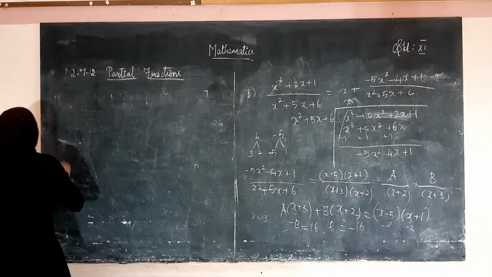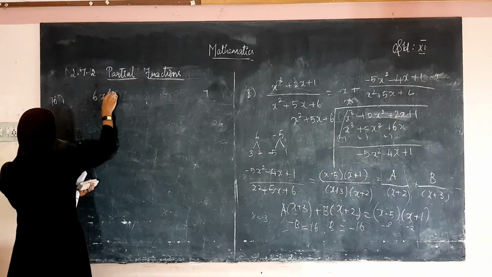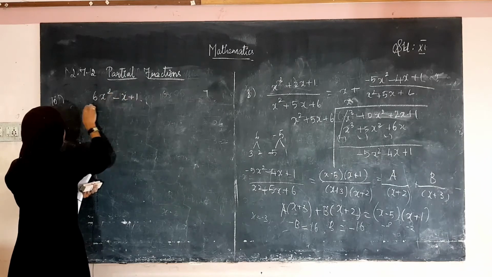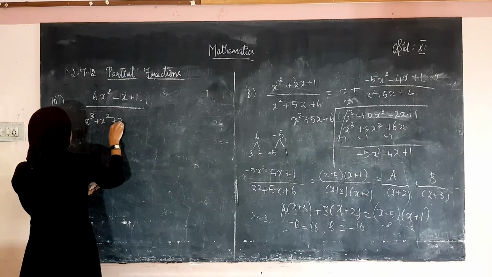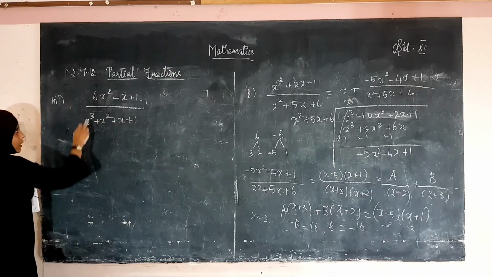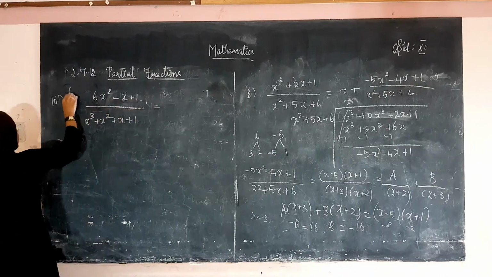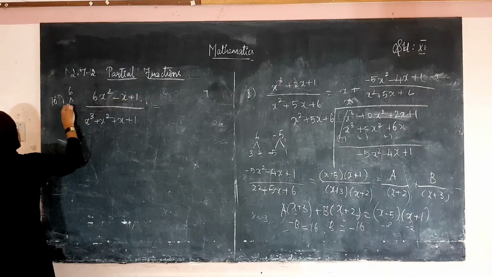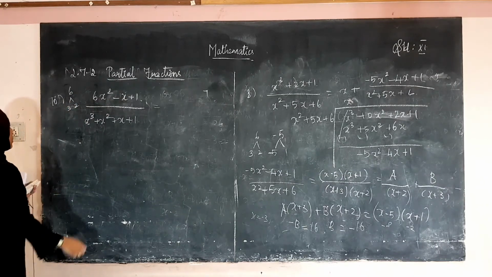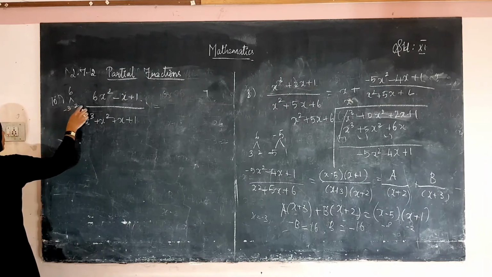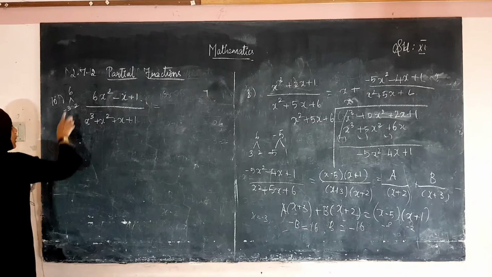Now, the 10th sum. 6 into x square minus x plus 1 divided by x cube plus x square plus x plus 1. See the degree, this is of degree 2 and this is of degree 3. So, no problem, we can proceed. So, this can be resolved into 6, right? 3 into 2 is 6. So, if we put minus here, you will be getting minus 3 into 2, minus 6, but we do not have this minus 6.